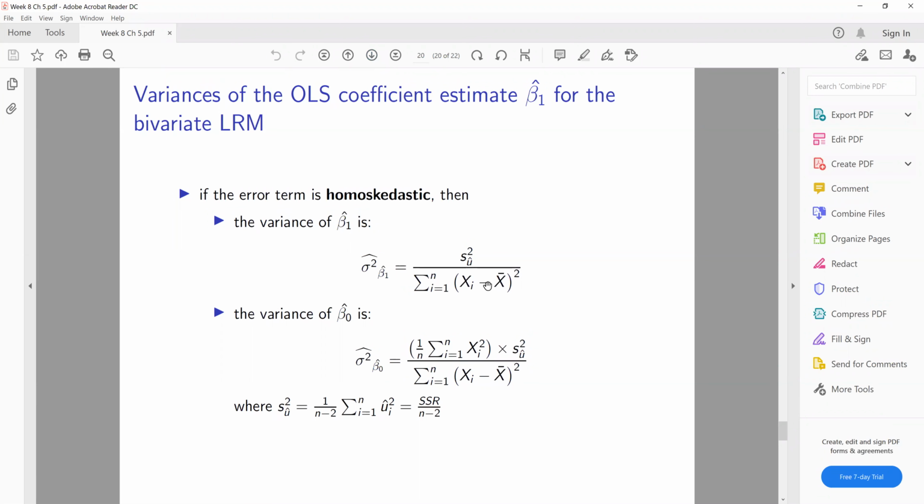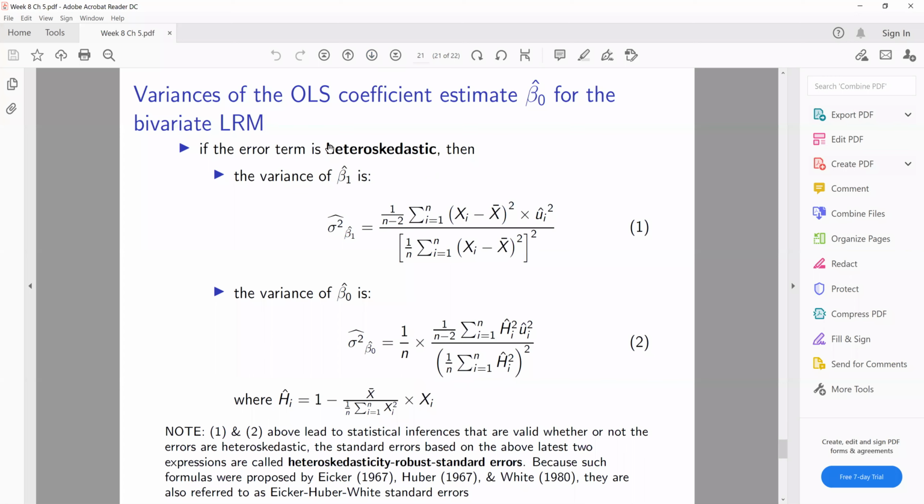But the formula gets much more complicated if the variance of the disturbance term is heteroscedastic, and that's the expression. H hat is defined like this. So I am also giving students assignments where they have to calculate every single term here to obtain this estimated variance of estimated beta 1. And in most cases, guys, the disturbance is heteroscedastic. So almost always, you have to use these expressions.